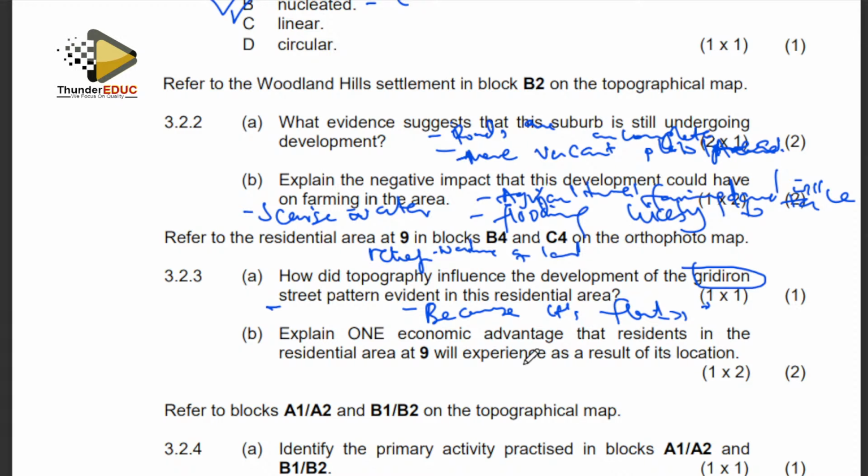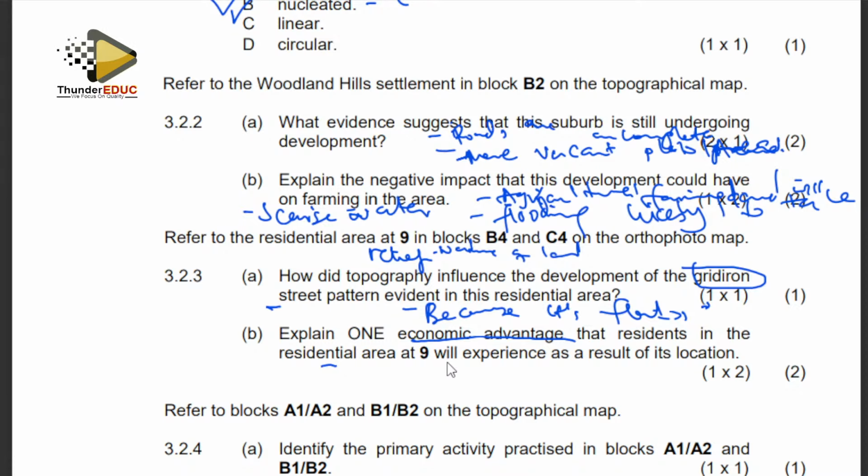Explain one economic advantage that residents in residential area 9 will experience as a result of its location. How would the location affect the residents? They can be affected negatively and positively, but in this sense, there is one economic advantage of the residential area. If that area is there, how will it affect the residents at 9?